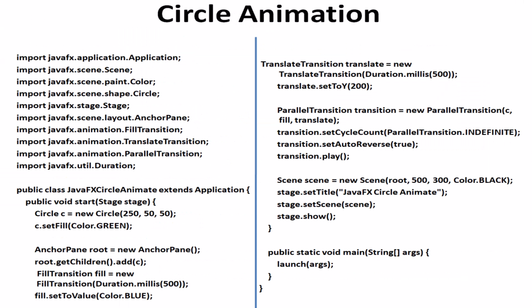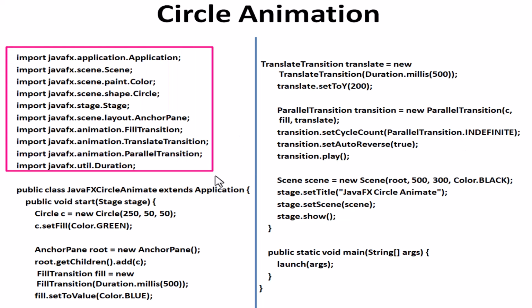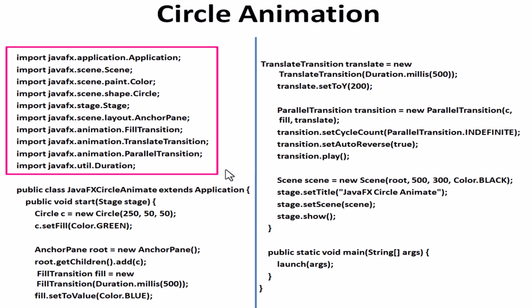Next, creating a circle with animation. Earlier we set the circle only, but in order to set the circle with animation, we are using different packages. Up to here it was the same as the previous program, but here we have added some additional things. So, javafx animation. Animation we are going to add.